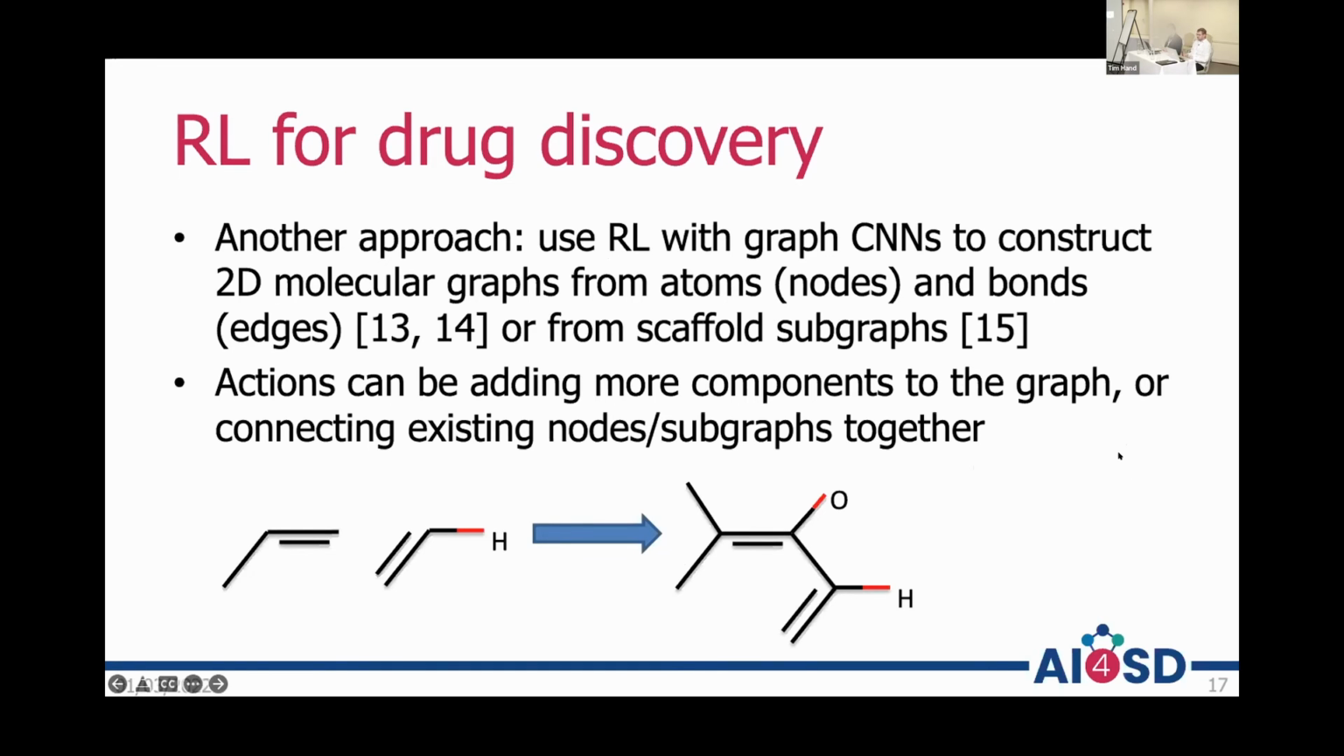So there are several possible actions you could take here. You could add more components to the graph, or you could just connect together existing subgraphs. So in this example here, for instance, we've started with a graph that consists of 2 disconnected components. And then in later actions, we've connected the 2 components together, but we've also added some extra bits as well.